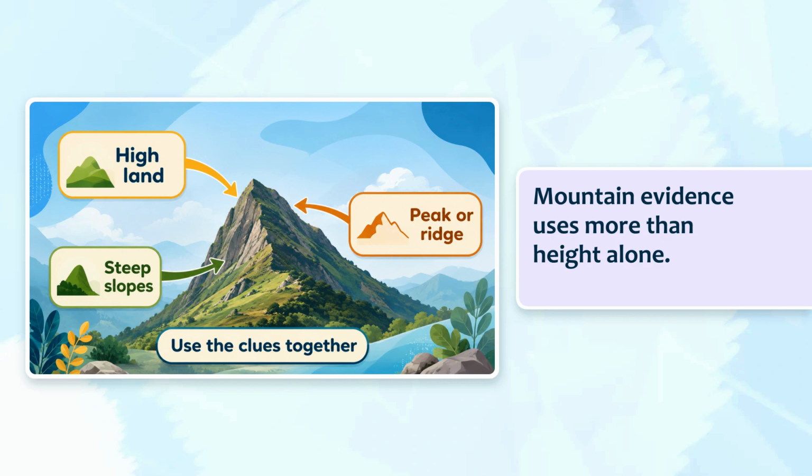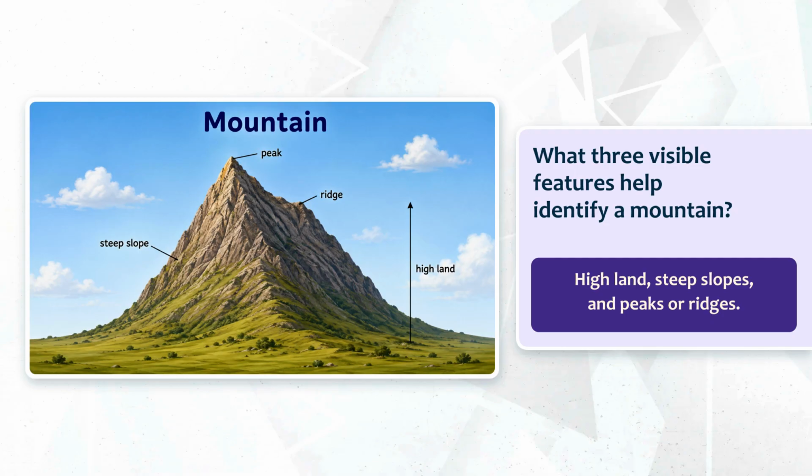Mountain evidence uses more than height alone. Slope and surface shape matter too. Use all three clues in the diagram. What three visible features help identify a mountain? The evidence comes together like this: high land, steep slopes, and peaks or ridges. The diagram shows all three clues on the same landform. Next, we will separate three mountain shape words: peak, range, and valley.